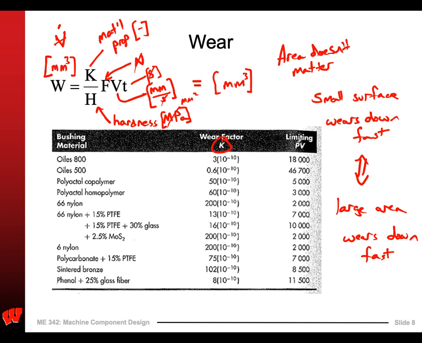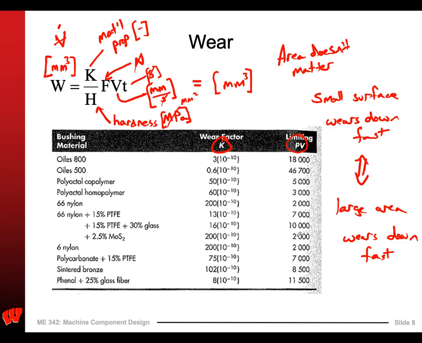Oh yeah, one more thing here. I should mention something about this. There's a limiting PV, and that's a pressure times velocity. A lot of these are limited by it, so if we use these nylons, like here's nylon plus some Teflon and reinforced with some glass, there's a limiting pressure times velocity. I'm not sure what the units are in this one. I think this is in imperial units.